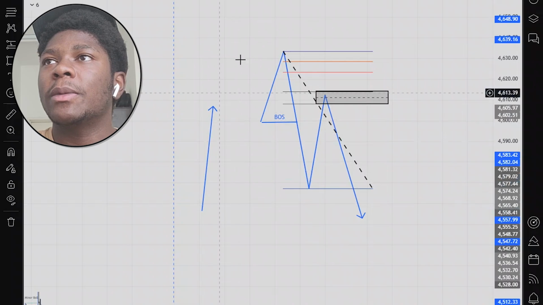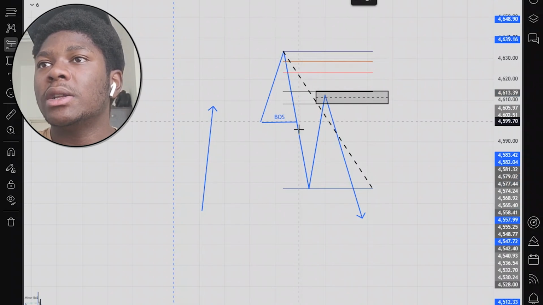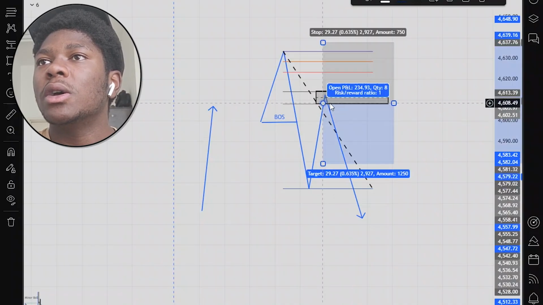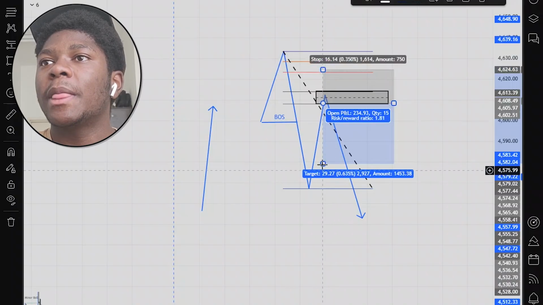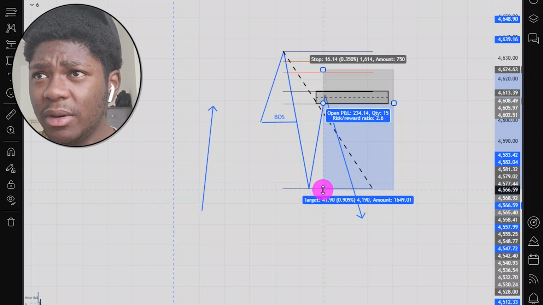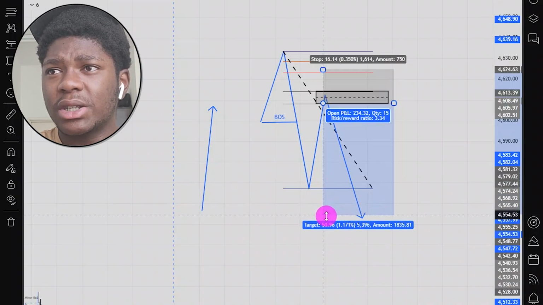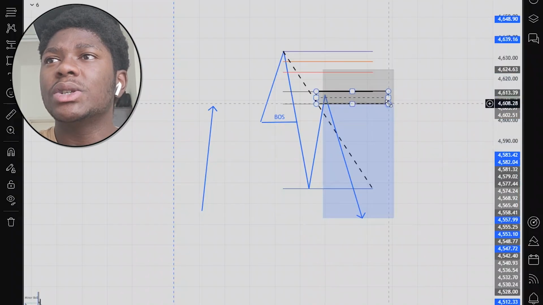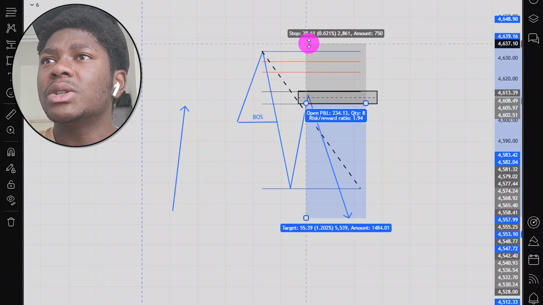That ideally would be what your sell setup looks like. So you get your break of structure, you wait for a pullback into your zone, place your entry, stop loss above, and you can target the swing lows. You can target new lows, right? So it's always interesting to know what you can do with it.